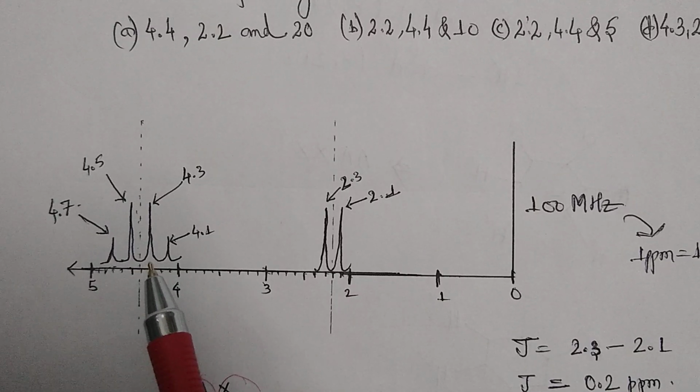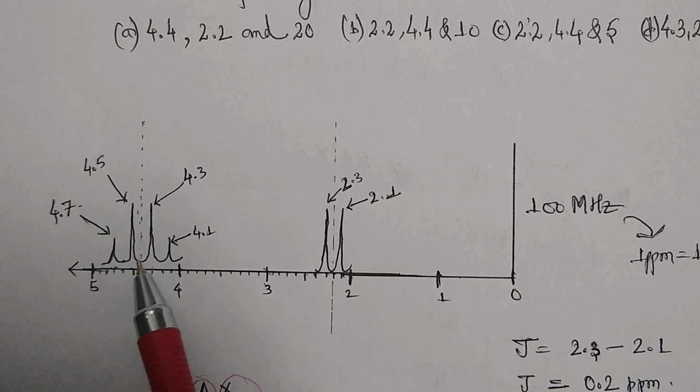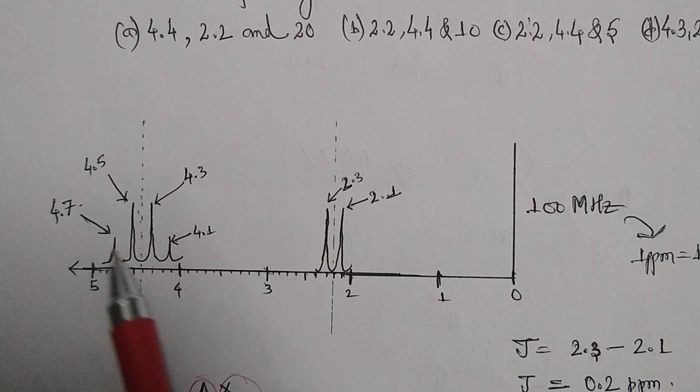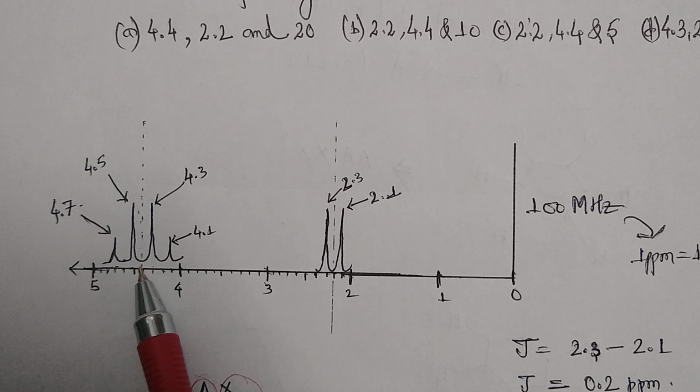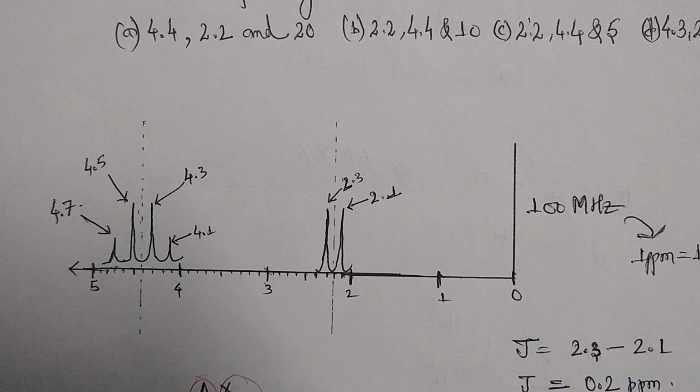And for this quadrant, at the middle, if we produce one line, that will exactly match with the 4.4. Similarly we can calculate it by adding all these values and dividing it by 4. We will get 4.4 as a chemical shift value for this quadrant signal over here.